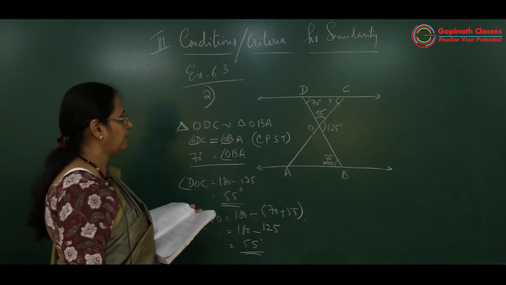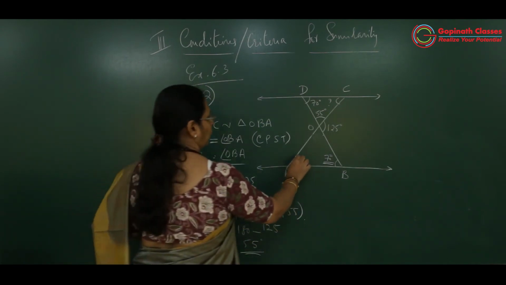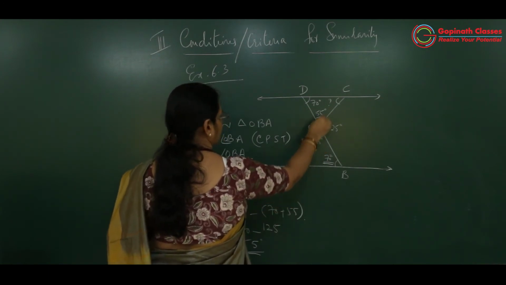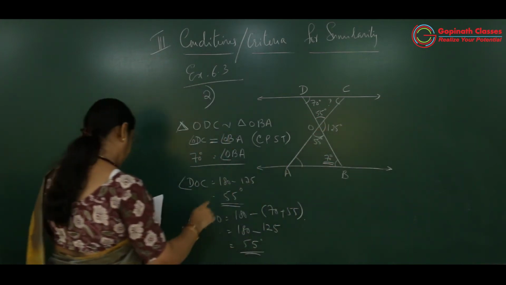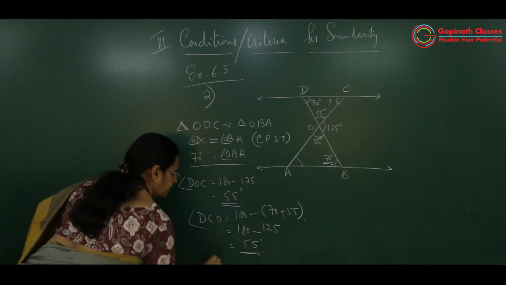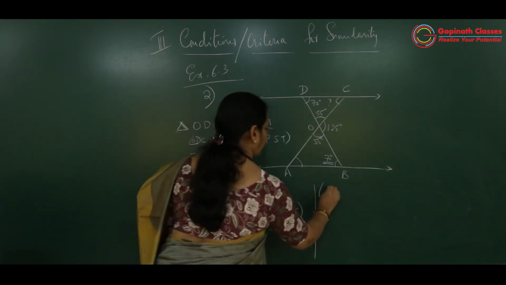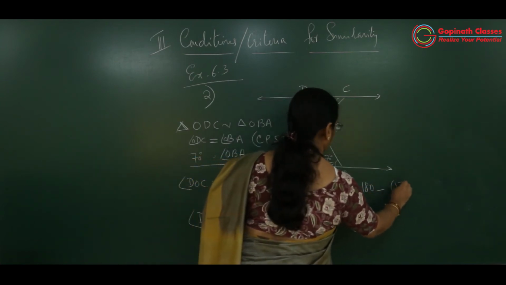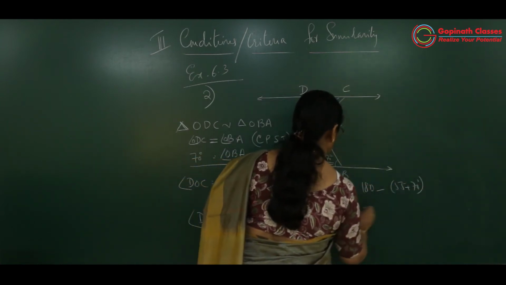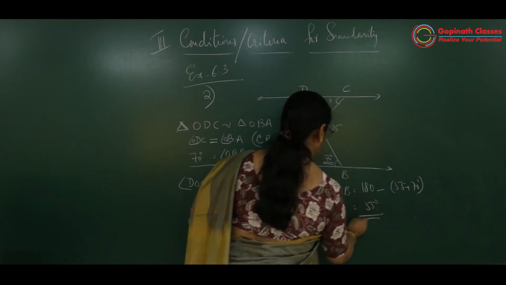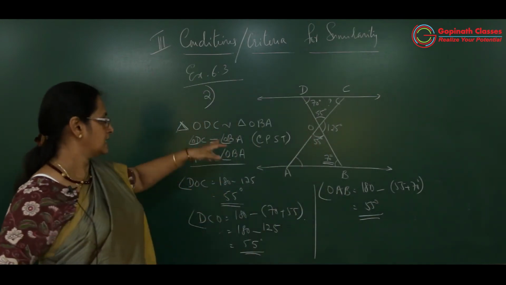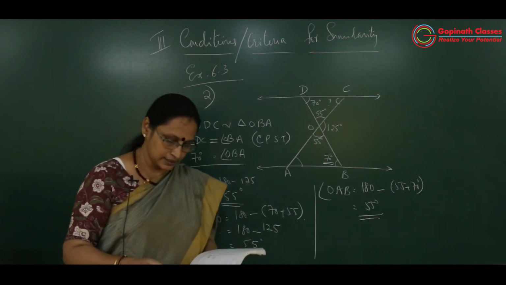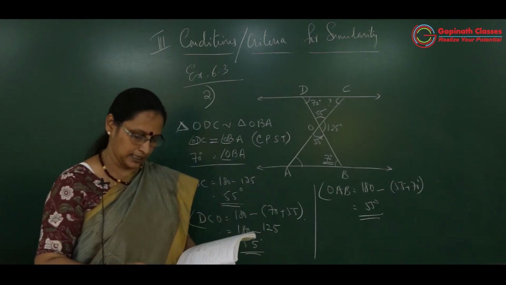Then OAB. If this is 70, this is 55, we know the vertically opposite angle is 70. So angle OAB will be 180 minus (55 plus 70) degrees, which is also equal to 55 degrees. So we got all the three angles. Since the triangles are similar, the corresponding angles are equal. So the second one is done.